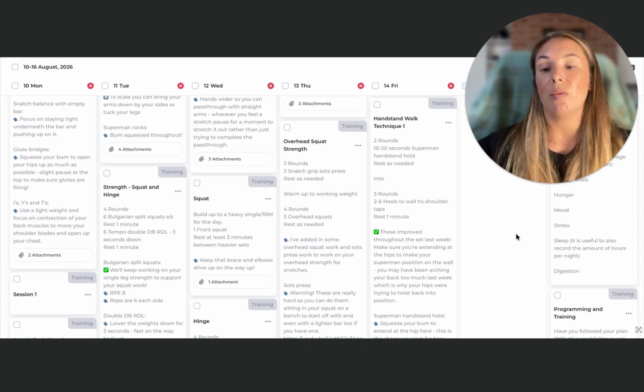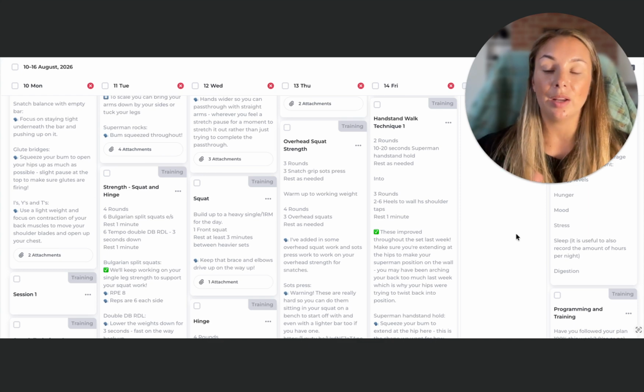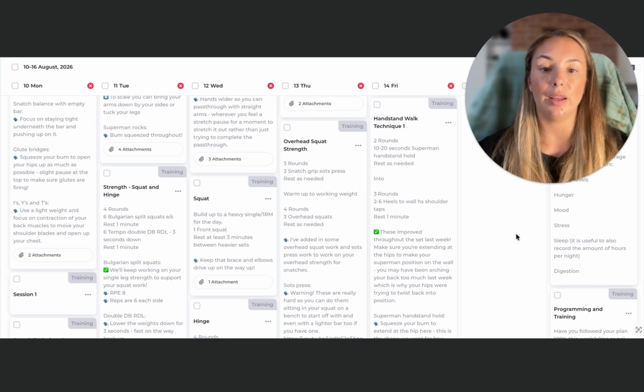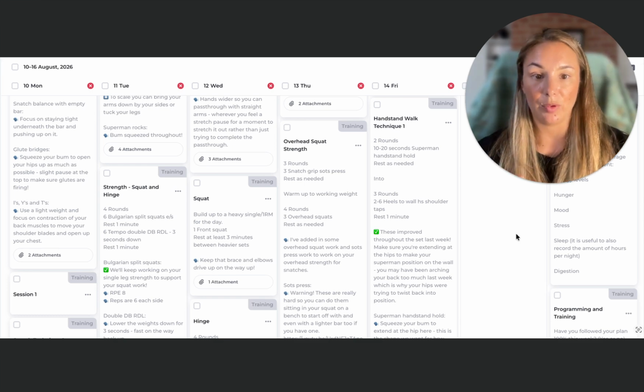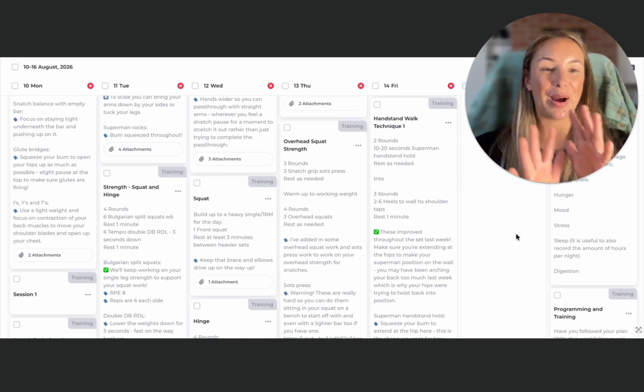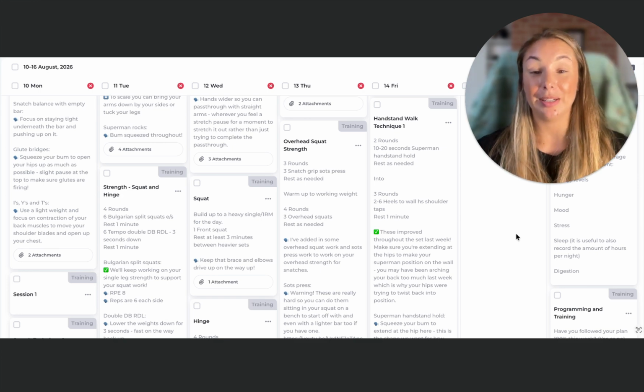So either working on something technique based, I always put the technique work first and then the strength work afterwards. You can see a range of different things here because this client here is working mainly on the Olympic lifts and handstand work. So you'll see a nice mix of things here. And I'll talk about how I organise programming for people in a different video.